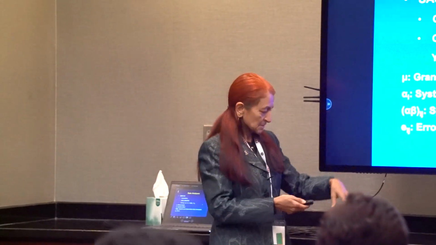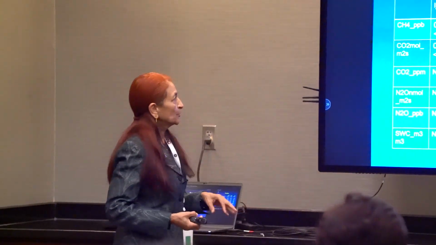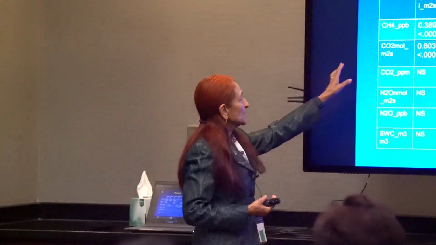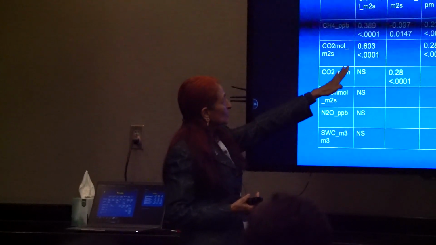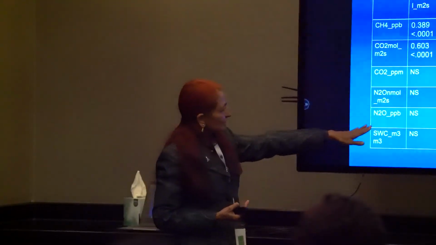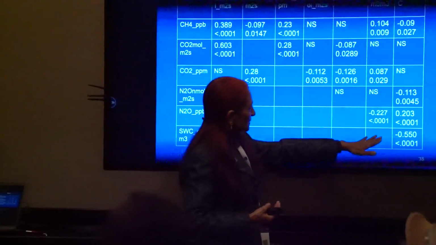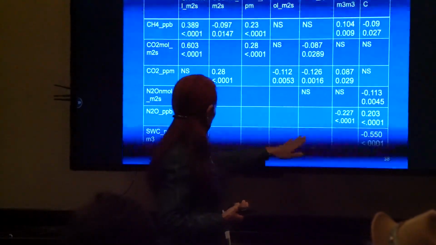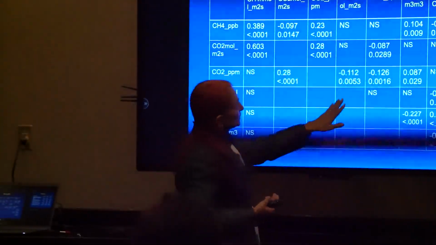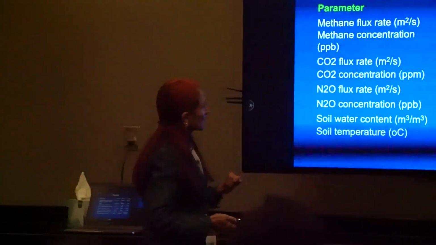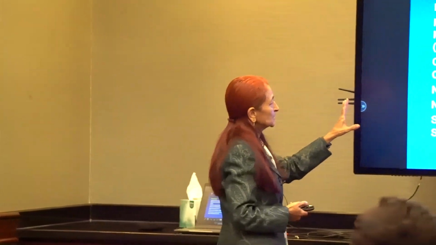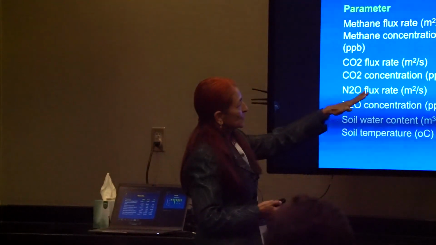Over here you can see all the models. We basically found lots of correlation among the major variables. We can see the methane concentration and flow, carbon dioxide flow, and the methane flow, and then we can also see the temperature, and then water content, and nitrous oxide, and water content.